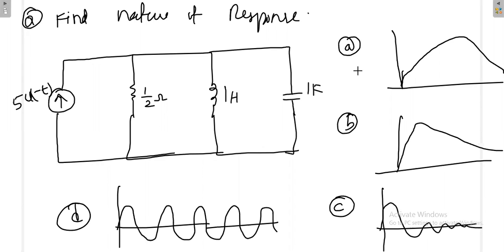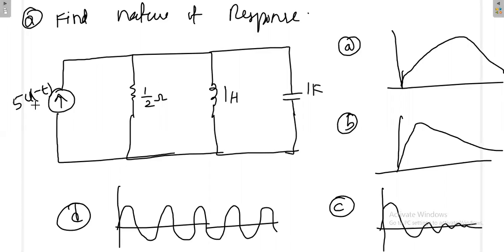First, what is the response of A? Is it underdamped or overdamped? Sorry, overdamped or critically damped? A is overdamped, B is critically damped, C is underdamped, and D is undamped.